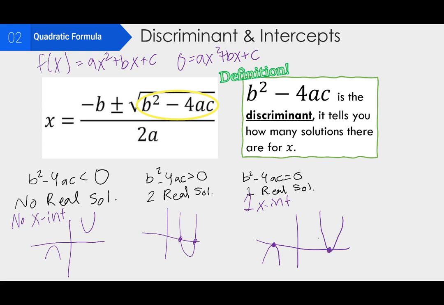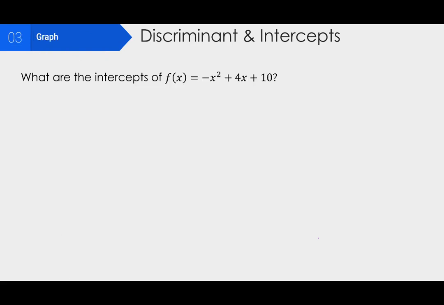Okay? So let's try finding the intercepts, and we're going to use the idea of a discriminant to tell us how many x-intercepts there are. Alright, so this question says, what are the intercepts? First, let's start with the y-intercept, then we'll move on to the x-intercepts.